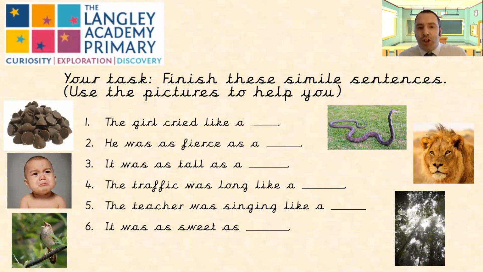It was as tall as a chocolate drop. If you're trying to describe something really short, but we've got the word tall in there. So we need to look and see what there are things that are tall. We've got a tree in the bottom right-hand corner. The traffic was long like a, well, it can't be the lion and it can't be the baby, but the snake fits really well. Because if you think of a road, it twists and it turns and it winds around corners. And if you look at the snake's body in the picture we've got here, that's doing the same thing. You've got twists and turns and loops in it.